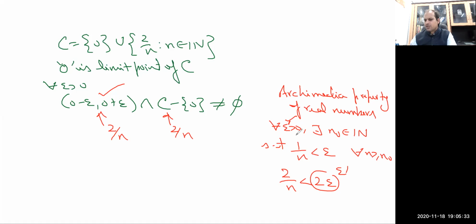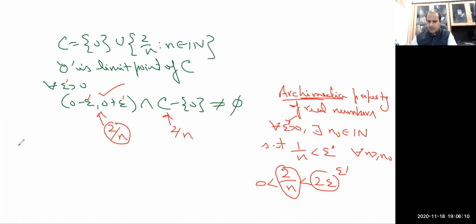So for every epsilon dash greater than 0, there exists n naught belonging to N such that 1 by n is less than epsilon dash. I mean, in between 0 and this epsilon dash, there lie infinitely many members of the type 2 by n. So for every epsilon dash greater than 0, because epsilon is greater than 0, 2 into epsilon is again greater than 0, and this epsilon is arbitrary. So one can rewrite this statement as: every neighborhood of 0 will contain infinitely many members of the type 2 by n.